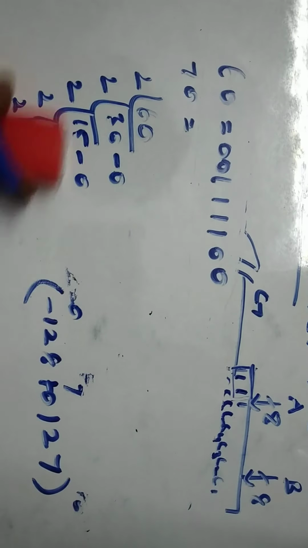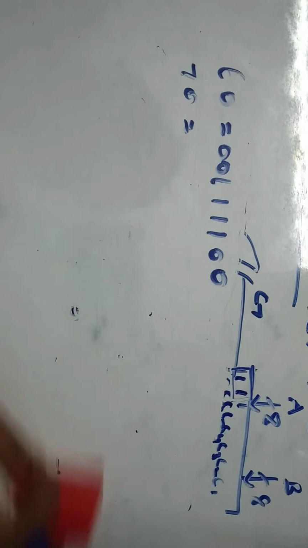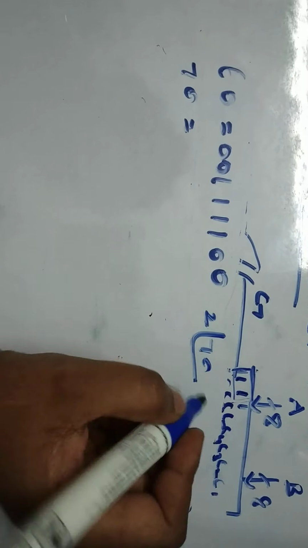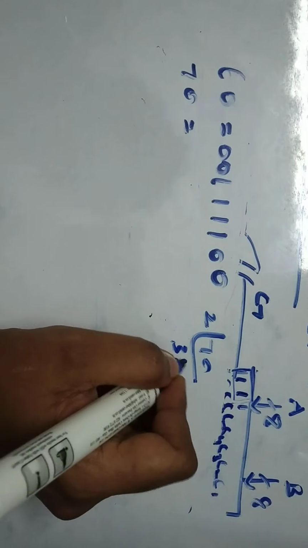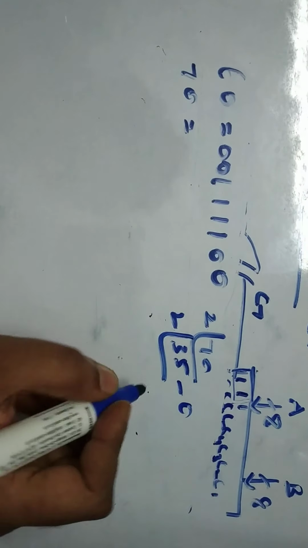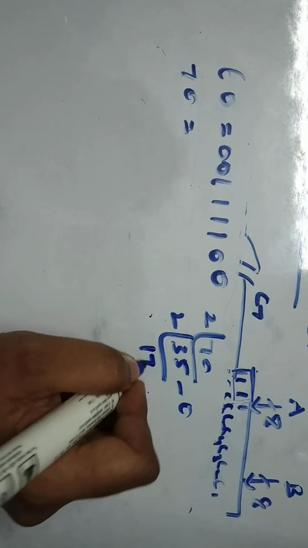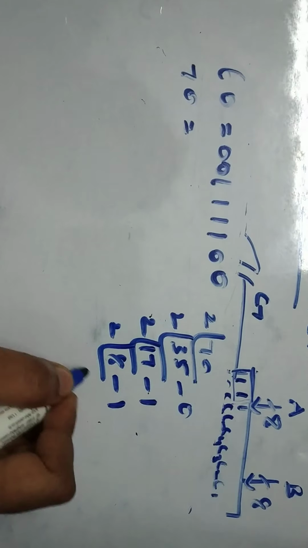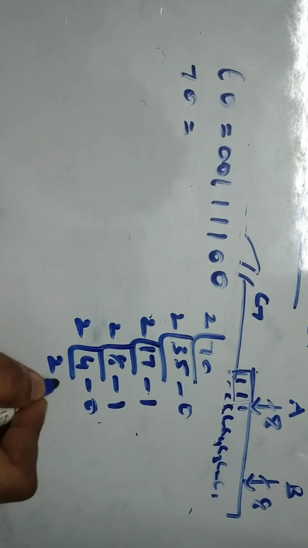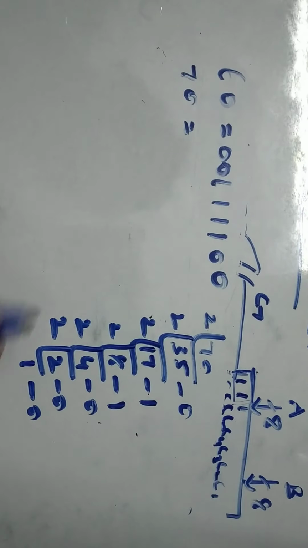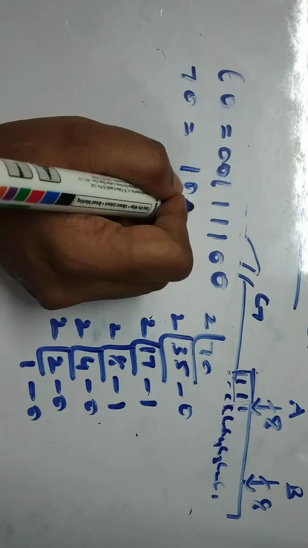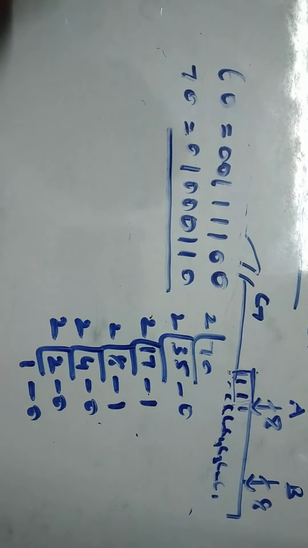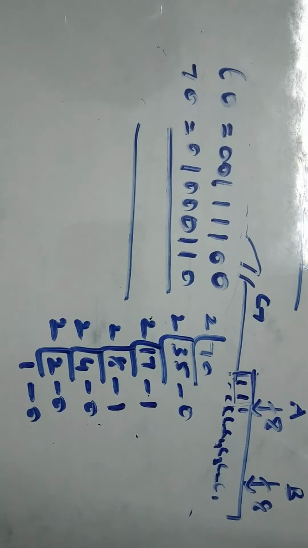And for 70, what is the binary value? Let's check. So for 70, 2 35s are 70, so it is 35, 0. And 2 17, 1; 2 8, 1; 2 4, 0; 2 2, 0; 2 1, 0. So what is the result you are getting? 1 0 0 0 1 1 0. So initially we are including one more bit. If you add these two, how will you get the result?